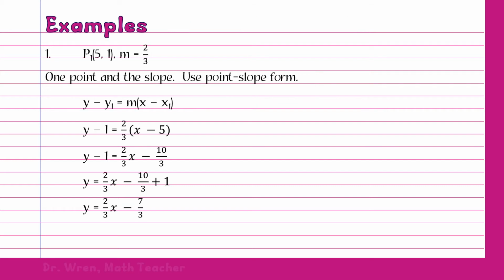In this example, we are given 1 point and the slope, so use the point-slope form to determine the equation of the line. Start with the general formula for an equation, y minus y1 equals the slope times x minus x1. Substitute the values for m, x1, and y1 to get y minus 1 equals 2/3 times x minus 5. The rest is algebra until we solve for y to get y equals 2/3 x minus 7/3.